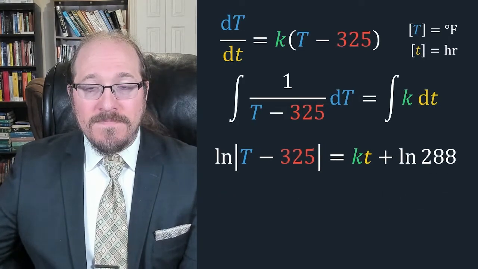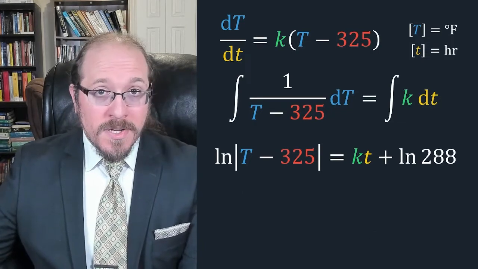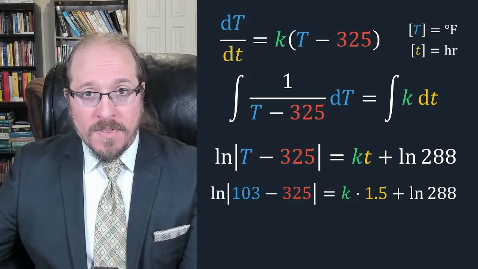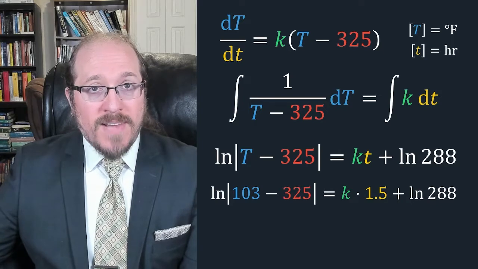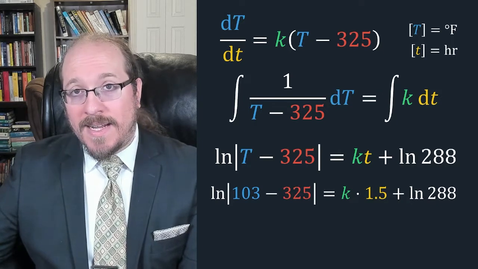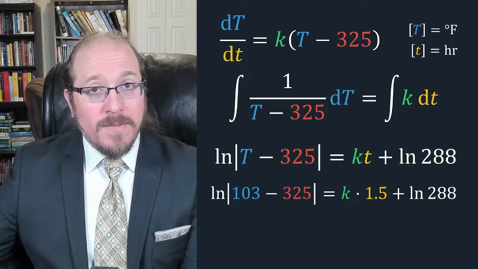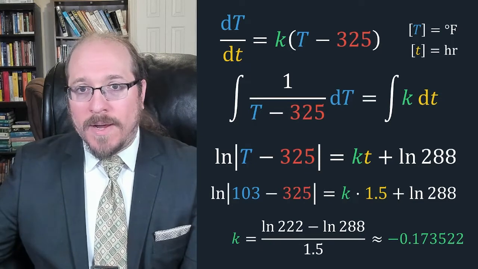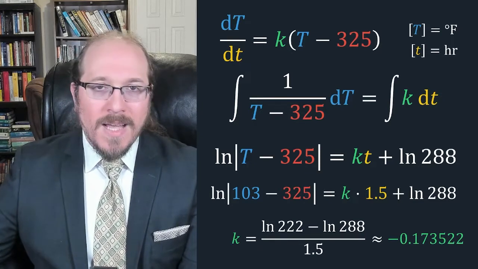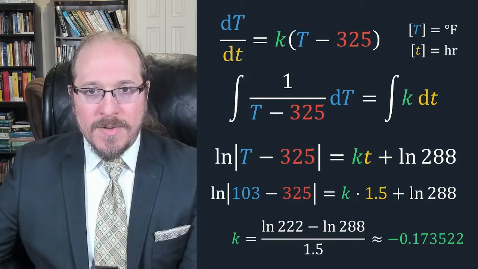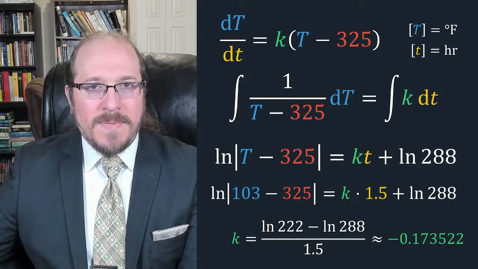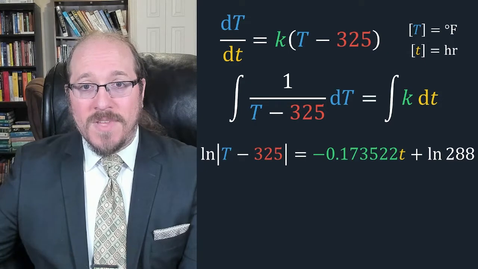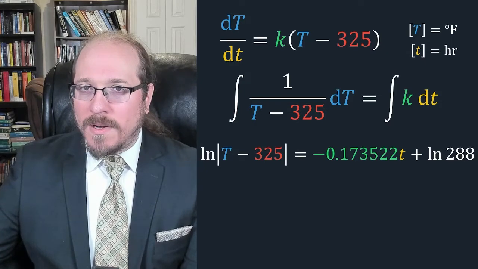Okay, we've got c, now let's find k. We also know that at t equals 1.5, that is 1:30 p.m., we have a temperature of 103. So that gives us the natural log of absolute value, 103 minus 325, equals k times 1.5, plus natural log of 288. Solve for k, and we get about negative 0.173522. I'm going to keep calling that number k out loud, just to make saying things out loud a little bit easier. So now our implicit equation describes a situation with the turkey. We're getting somewhere, but we've still got a little more work to do.